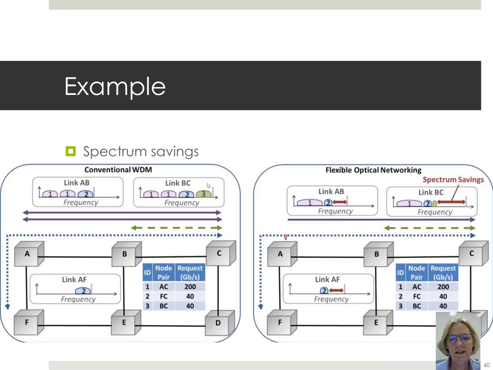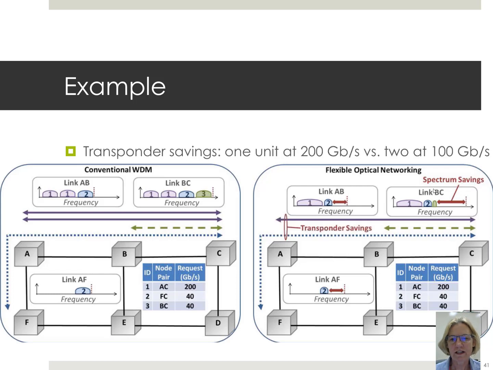And so we can see that because I'm sending information in variable width slots, I'm able to have significant savings in the spectrum. I also have transponder savings. Transponder savings means that because I could have one transceiver that could handle the 200 gigabits per second, I didn't have to have two units, each sending 100 gigabits per second. So the programmability of my transceiver helps me get spectrum savings, and it's also going to give me some cost savings because I can reduce the number of elements that I need.